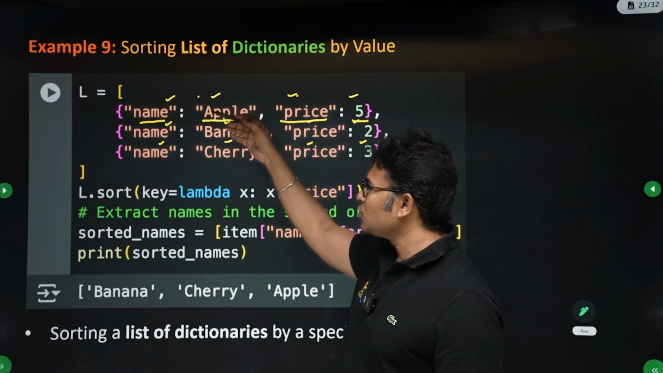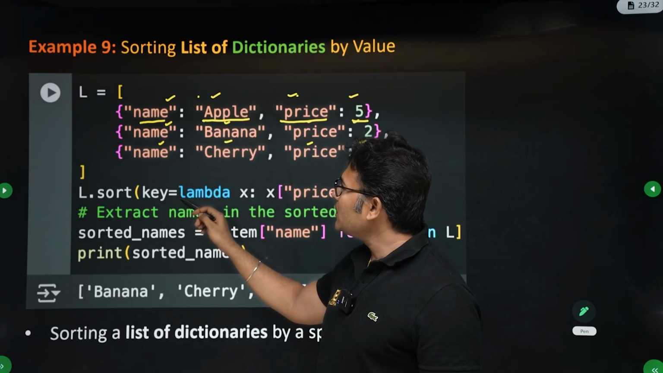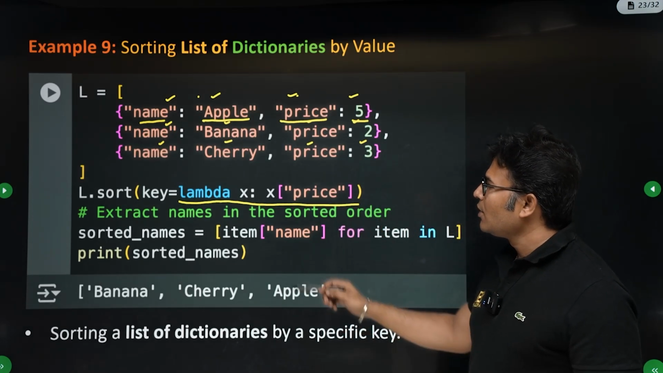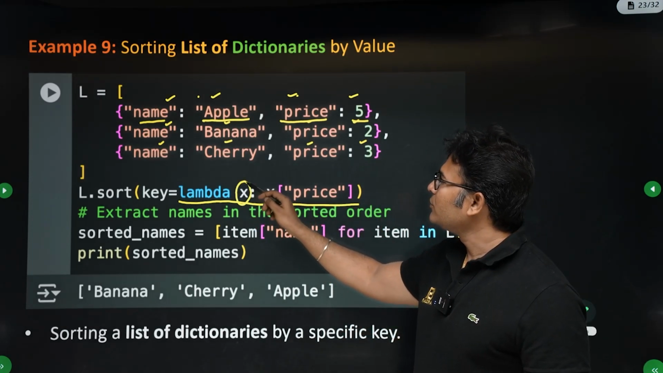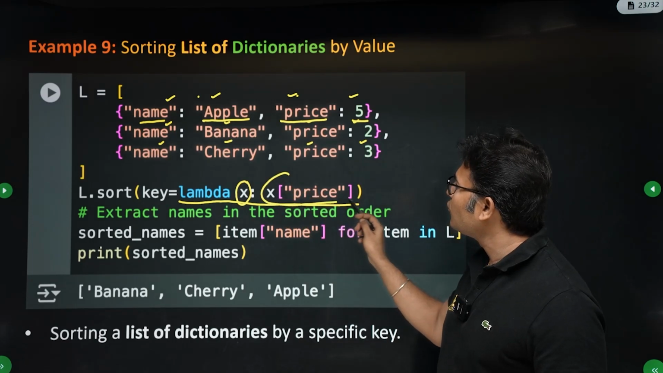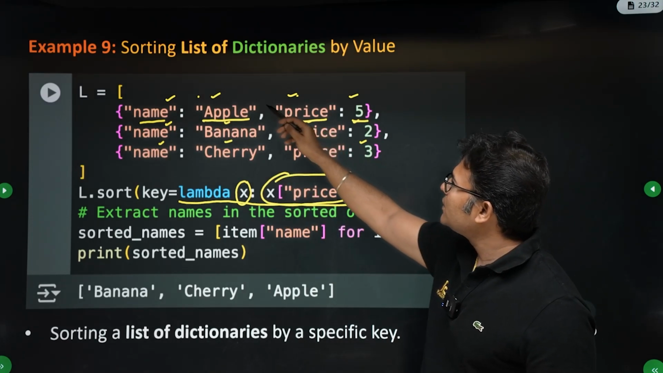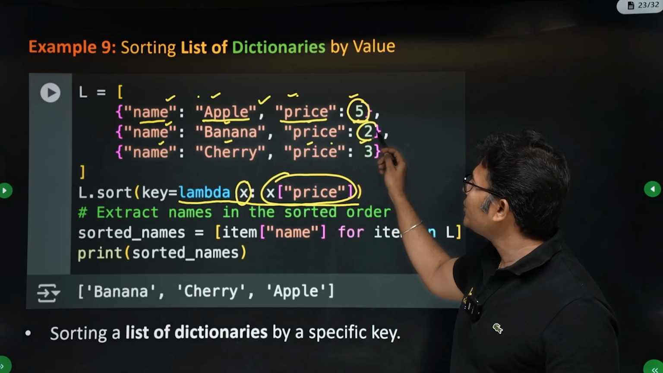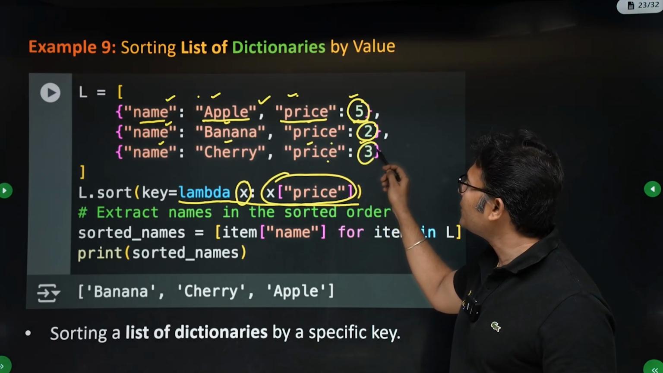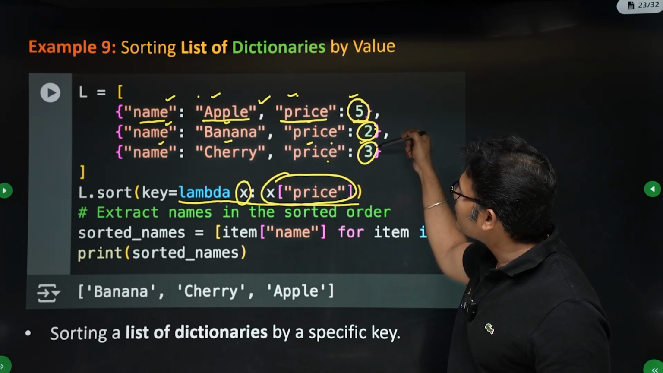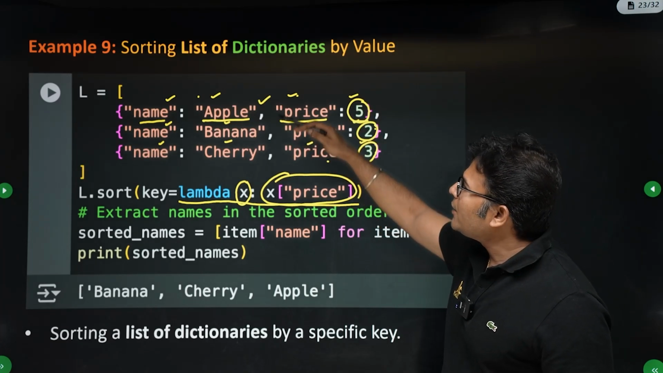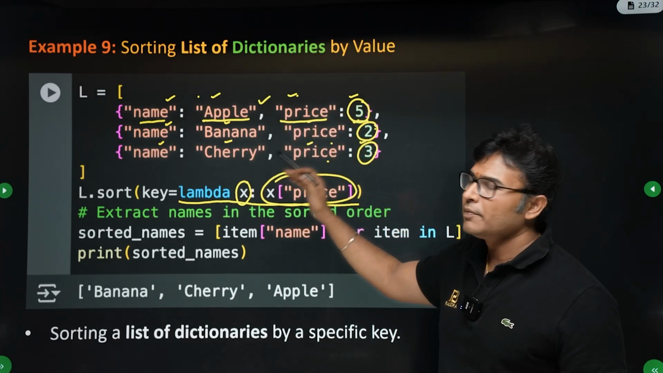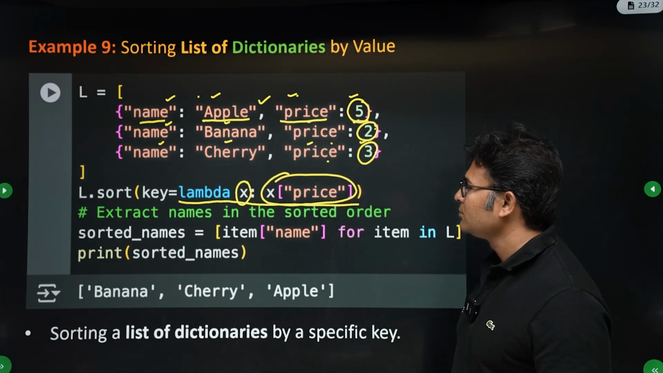We are sorting this list of dictionaries based on the key function, and the lambda is x of price, which means for each element the returned value is x of price, which means for this dictionary the returned value will be 5. For this dictionary the returned value will be 2. For this dictionary the returned value will be 3. Based on this 5, 2, 3, sorting will happen and the original elements will remain as it is, but they will be rearranged based on these 3 values, right?